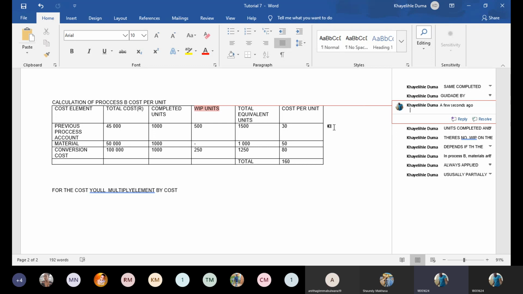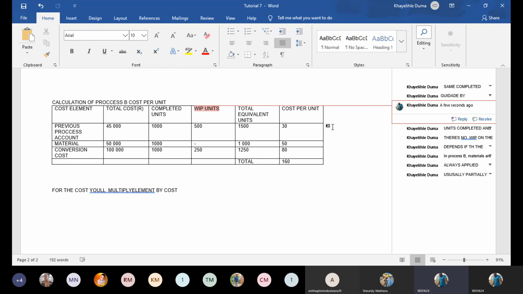So again, let's assume now that you are doing process A. Yes, process A. Then they tell you that materials were applied at the end, but on process A. So it means that on process A, you will have the work in process units, and they'll be guided by your information. In this case, you are going to have 500 units for the materials, because you applied them at the end, and it's not the last process, right?